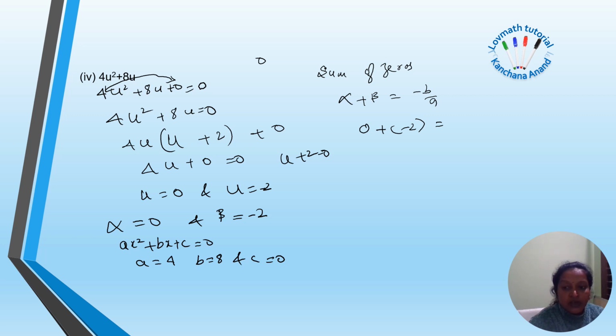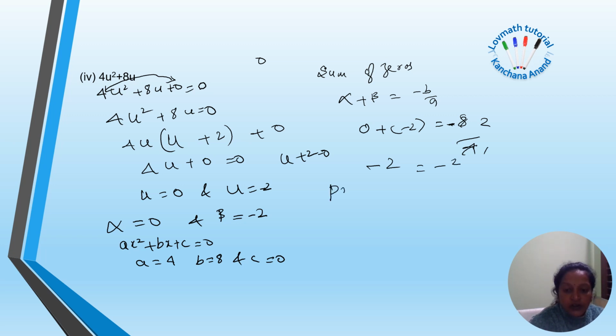Here alpha is 0 plus beta is minus 2, which is equal to, here b is 8 and a is 4. So this becomes 4 ones are 4 and 4 twos are 8. So this becomes here minus b. So I missed the minus here. So minus 2 is equal to minus 2.